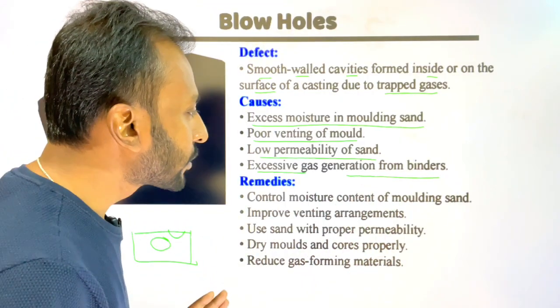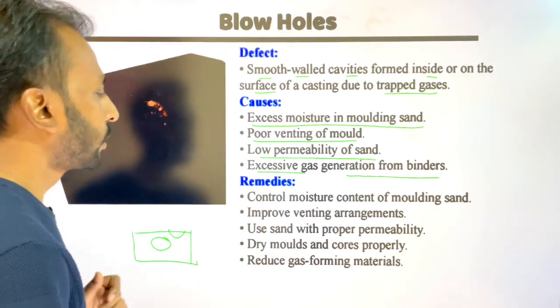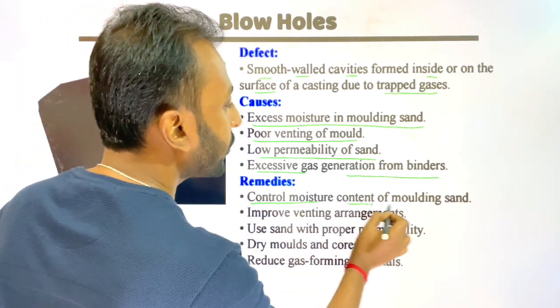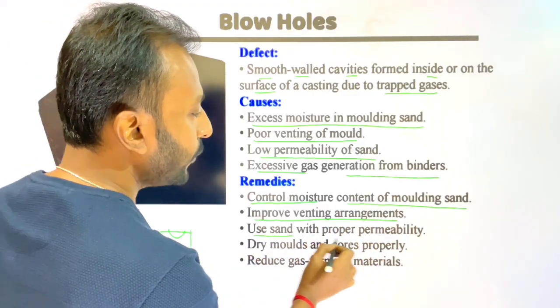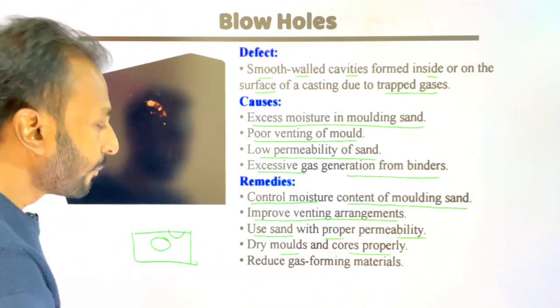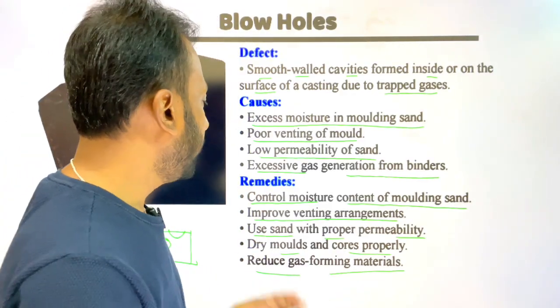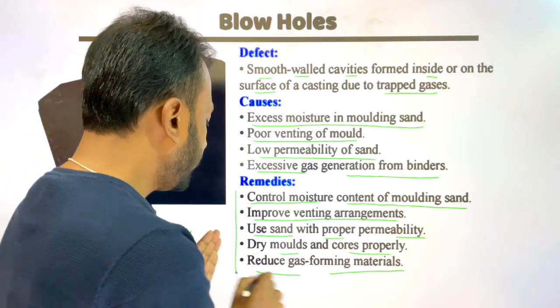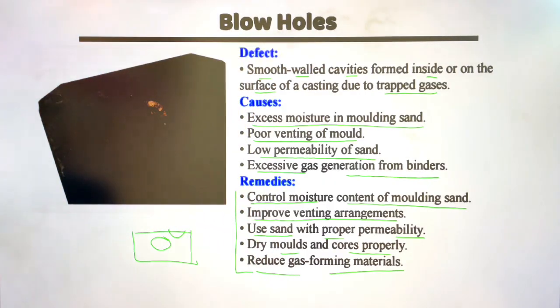These are the causes. So we have to find the remedies to stop these blowholes. First is control moisture content of molding sand, improve venting arrangements, use sand with proper permeability, dry molds and cores properly, reduce gas forming material. So if we follow these steps, then the blowholes may decrease.